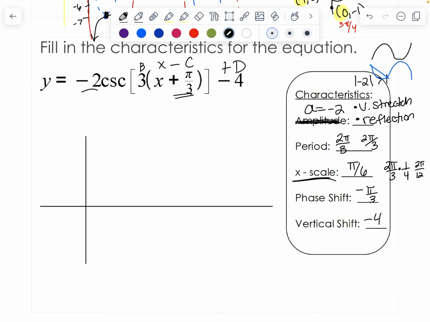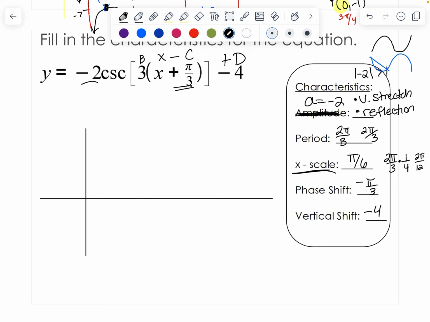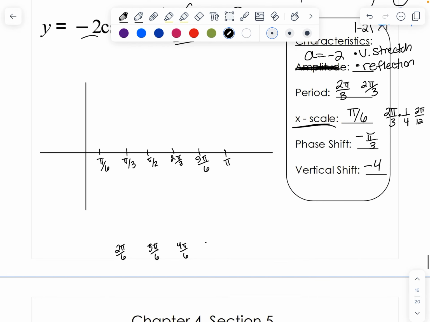All right. I'm going to start with my x scale and draw out some numbers along the x-axis, counting by pi over 6. So 1 pi over 6, 2 pi over 6 is going to be pi over 3, so you can see how that reduces. 3 pi over 6 is going to be pi over 2. 4 pi over 6 is going to be 2 pi over 3. 5 pi over 6 won't reduce. 6 pi over 6 is going to be pi. I think that'll be enough. I've got to go to the left a couple times too. So negative pi over 6 and negative pi over 3.